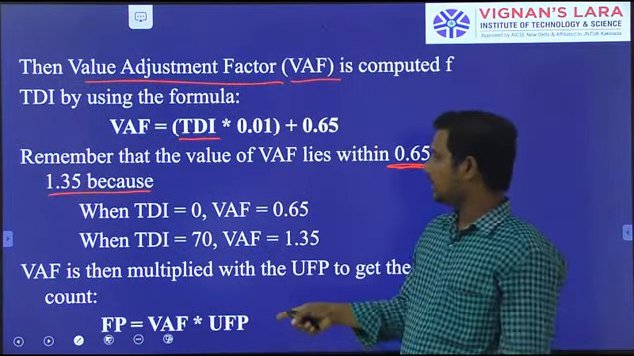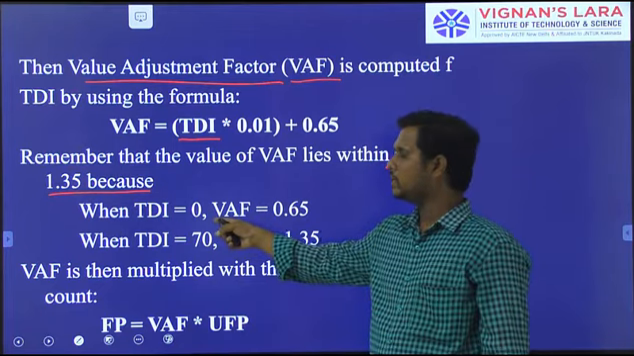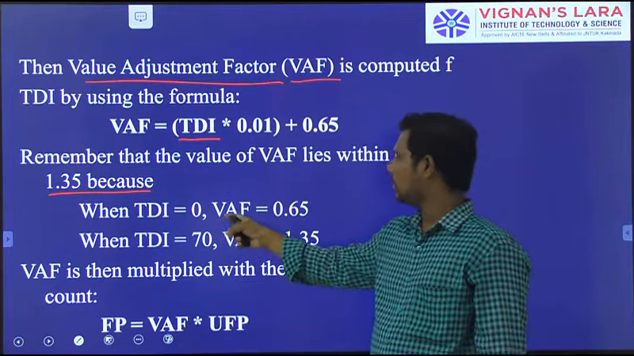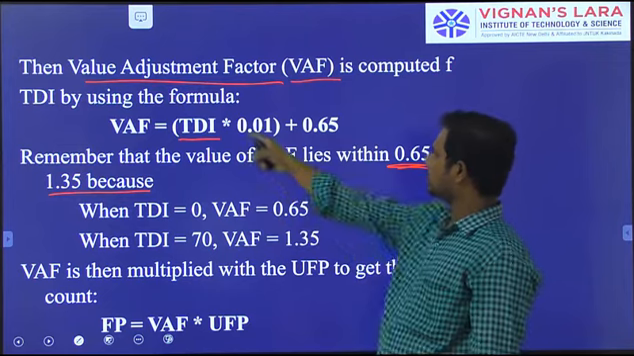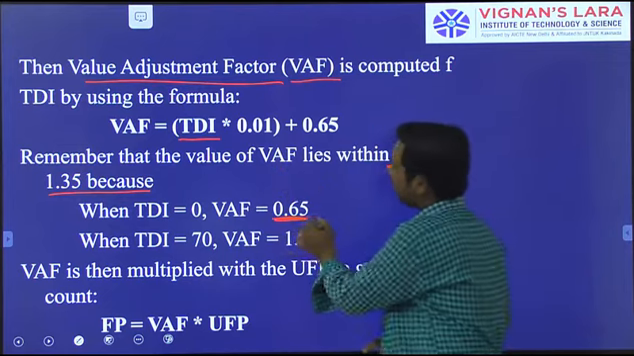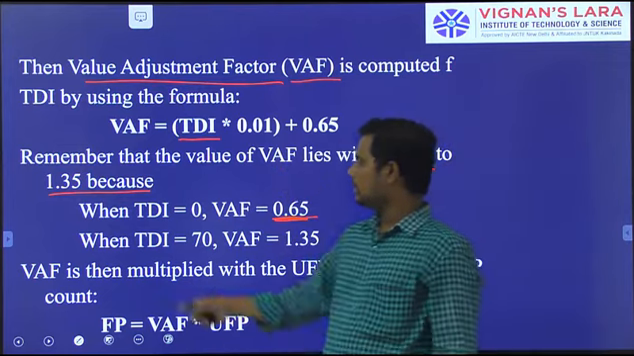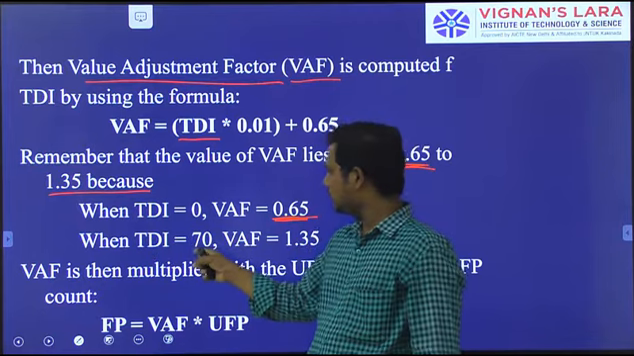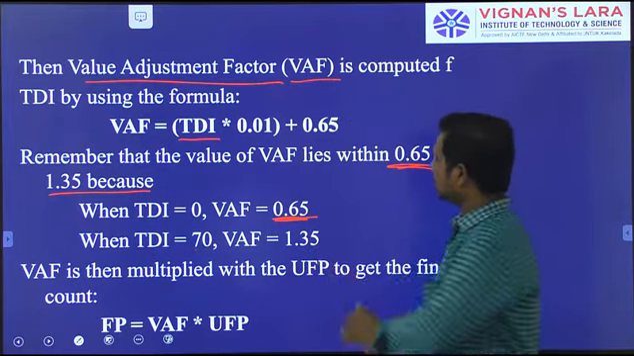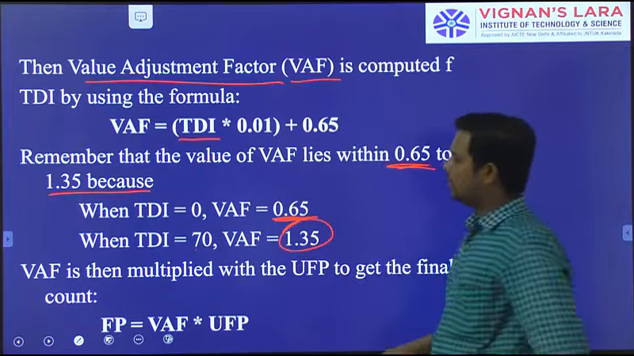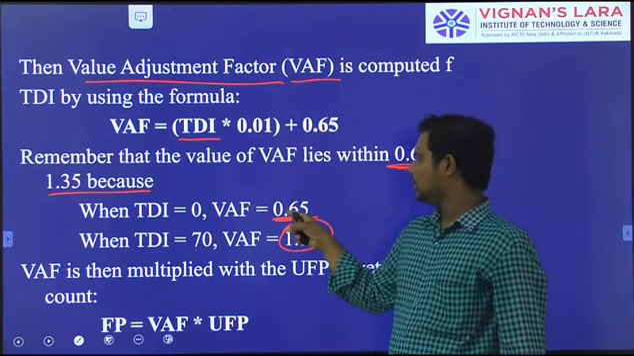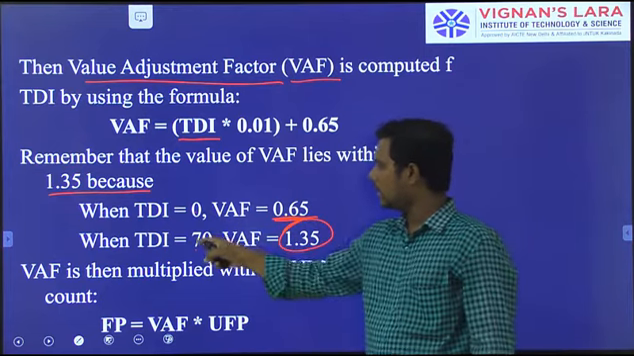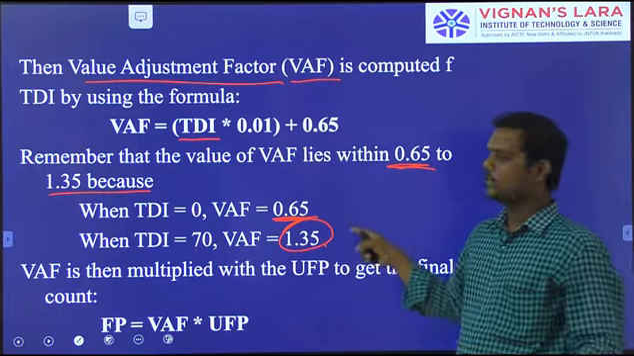Then TDI is equal to 0. Initially we are taking TDI as 0, and the value factor we are getting is 0.65. Then when TDI is 70, automatically we are getting 1.35. If you are taking initially 0, 0.65 is enough. If you are taking 70, 1.35 we are getting.